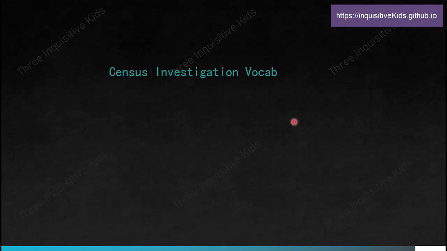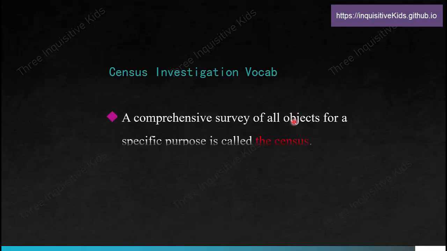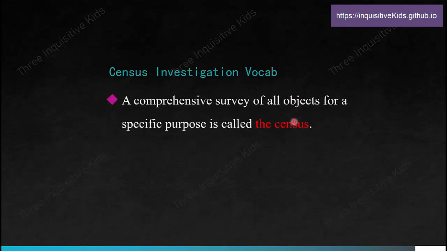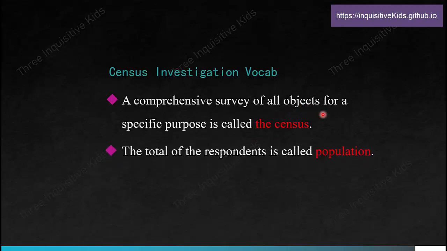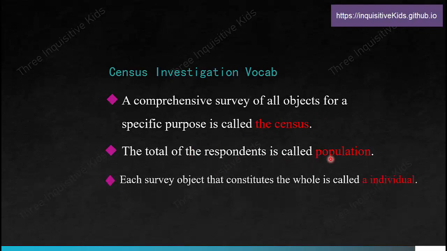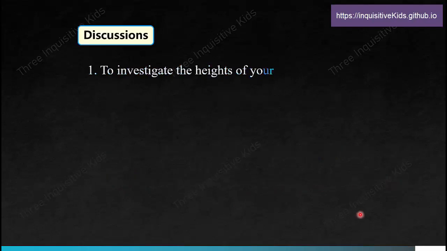So right now we're going to learn about something called a census investigation, and then we're going to work on some vocab words. A comprehensive survey of all objects for a specific purpose is called the census. The total of respondents is called the population, and each survey object, notice the word each, that constitutes the whole is called an individual. So here are some discussions.